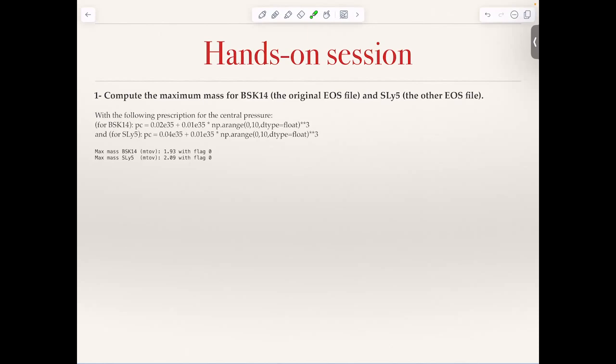Okay, so for the first question, is it fine for everybody? I mean, does everyone have a maximum mass for one of the two equations of state and obtain something which is compatible with the numbers I gave?